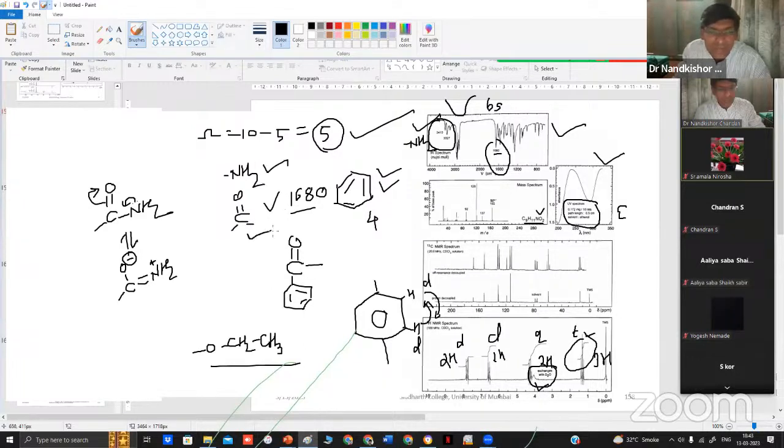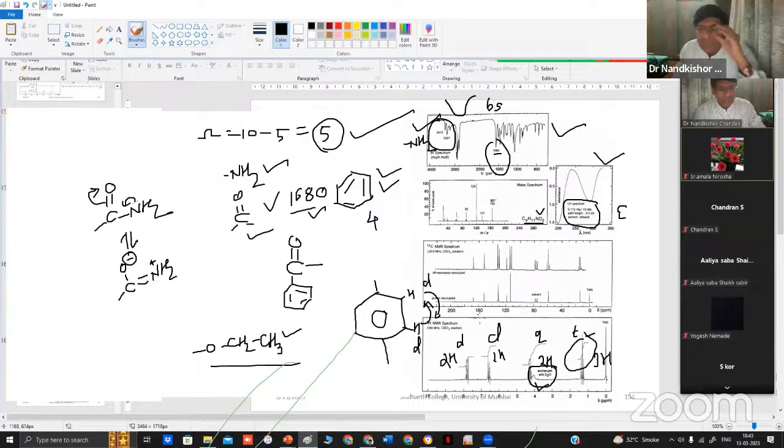The presence of a carbonyl group has been confirmed by this stretching frequency. The para-substituted pattern is also confirmed from the PMR. The presence of an ethoxy group is also confirmed from the data we got.